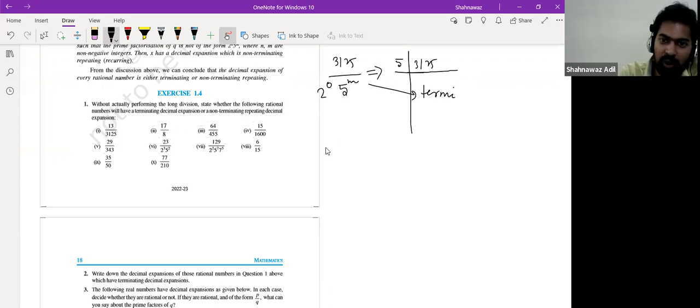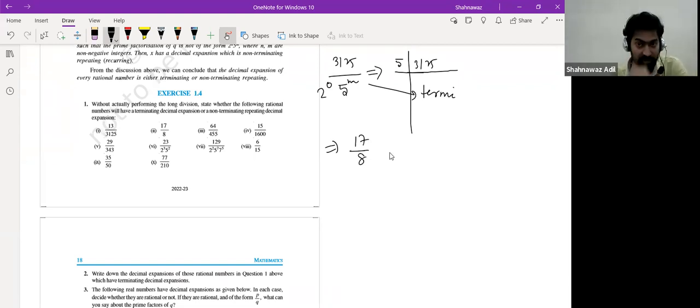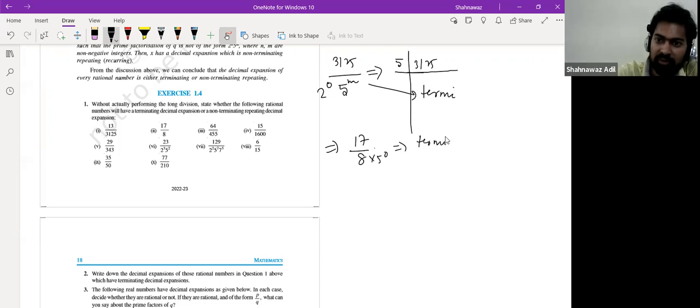And what about 7 by 8? Terminating. Yes, this will also be terminating because 5 to the power 0, right? So this is a terminating one, right? And what about 455?